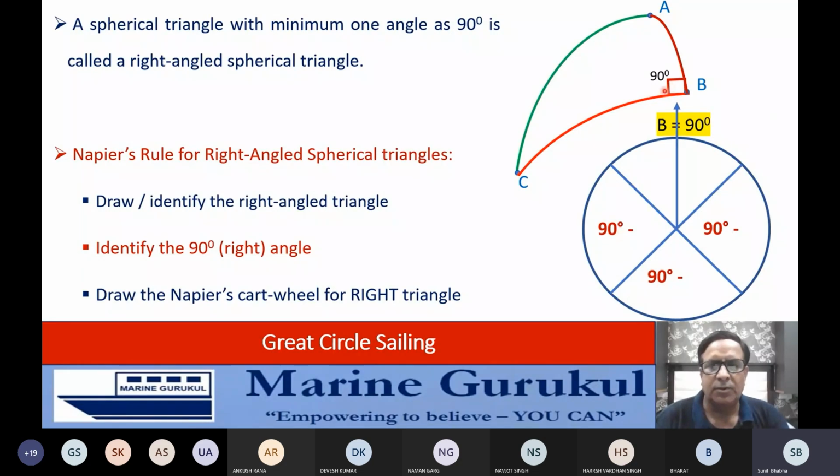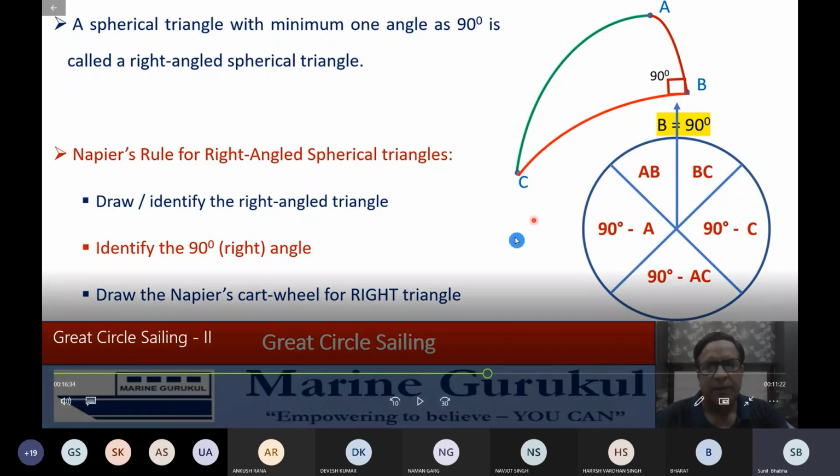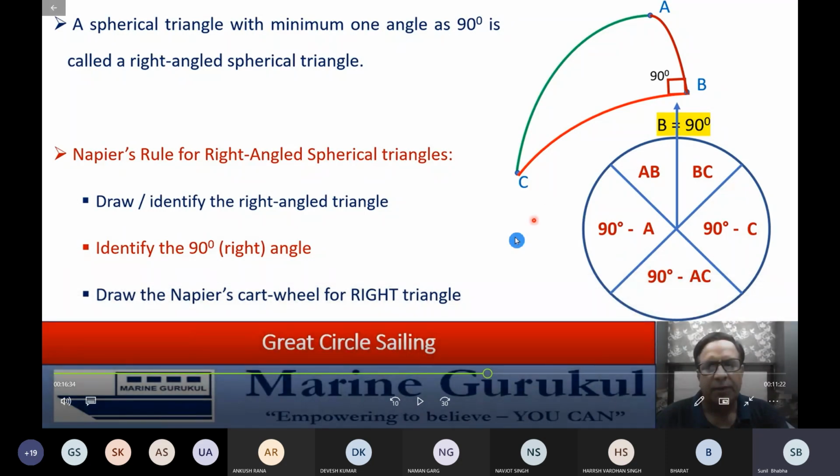Now from B we can start going clockwise and fill up these parts in the clockwise direction. So when we go from B clockwise, we have side BC. Side BC comes here. Then we have angle C. Angle C comes here. Then we have side AC, which comes here. Then we have angle A, which comes here. And lastly, we have side AB, which shows up here. And that's how the cartwheel is now completed for the right-angled spherical triangle. So बेटा याद आ गया कैसे fill up करते थे इसको? Any doubt in this?